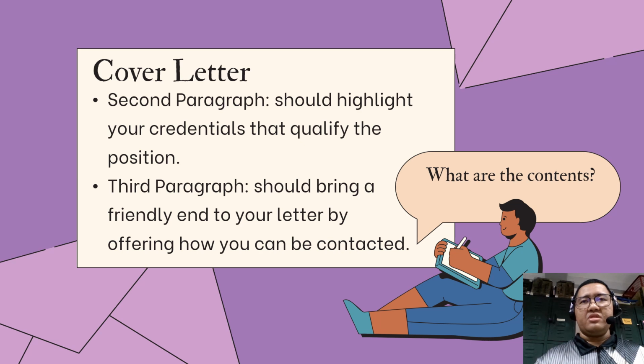The second paragraph focuses on your qualifications. This should highlight your credentials, why you are suited for the job, and why you are qualified for the position. All your experiences and achievements that are aligned with the job position that you're applying for should be stated in the second paragraph. The third paragraph should bring a friendly end to your letter by offering how you can be contacted by the manager, the person that you're applying to.